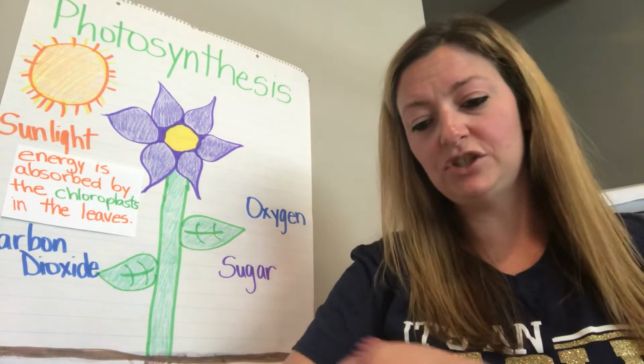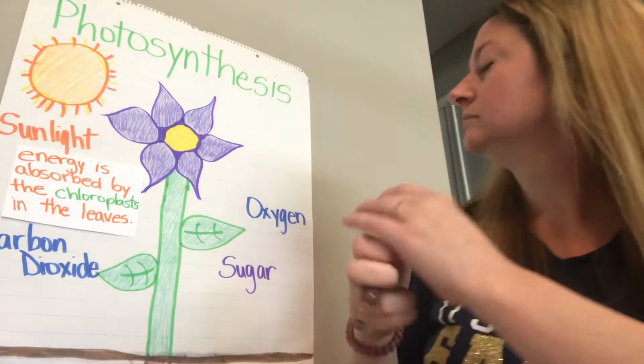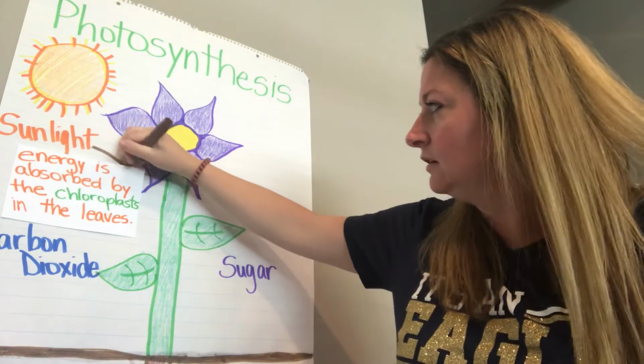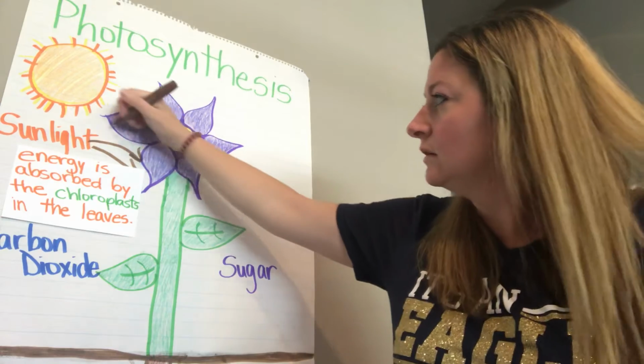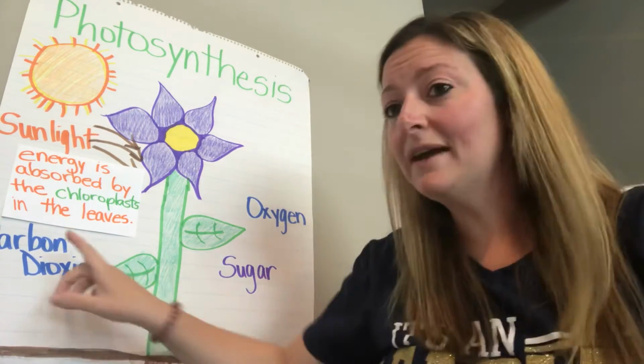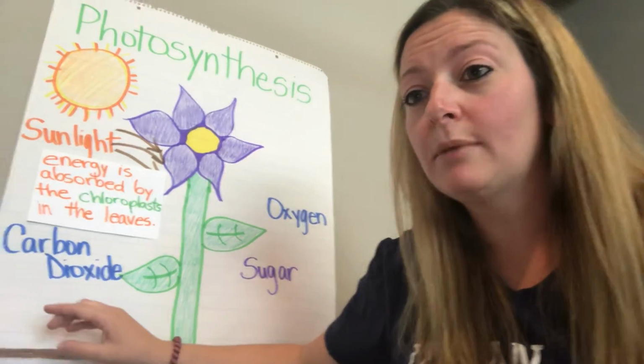Now, from here, the sunlight comes into the plant. So we'll draw some arrows for that sunlight. Great. The next thing we have here is carbon dioxide.